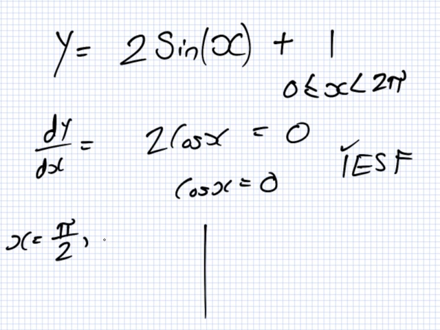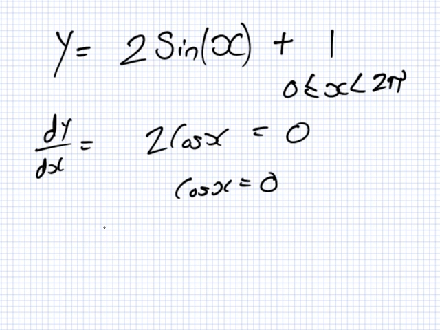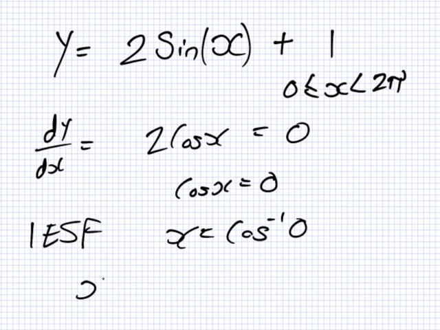And the second answer will be 3 pi over 2? Actually, why am I doing 2 boxes? It's just a linear. X equals cos inverse 0. So x equals pi over 2. And then the second answer is 2 pi minus the first answer. So that's 3 pi over 2.